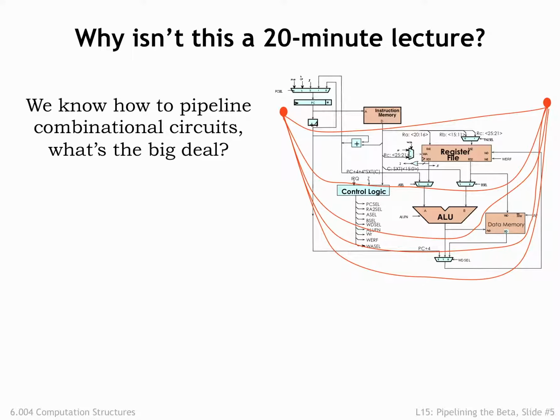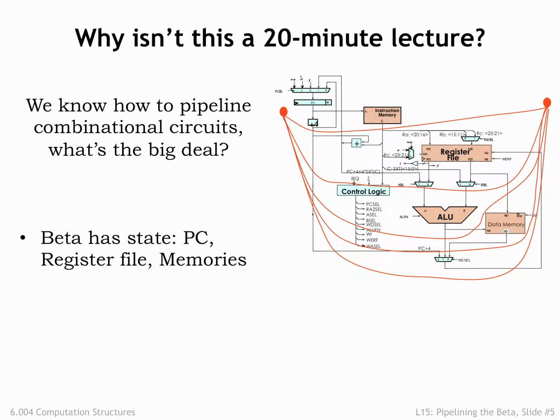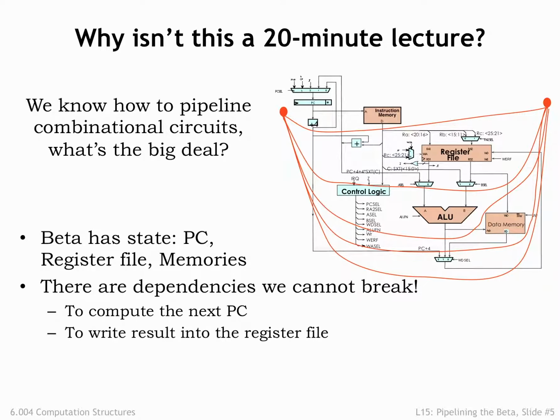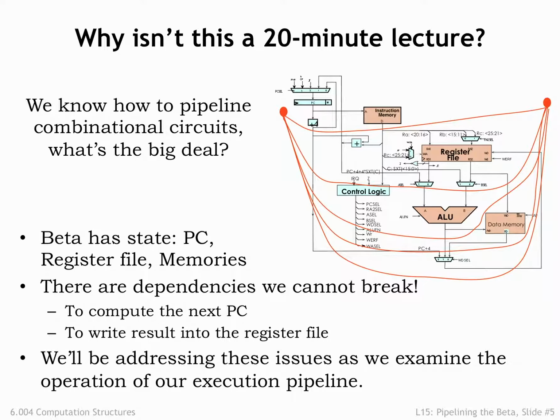Well, is this circuit combinational? No. There's state in the registers and memories. This means that the result of executing a given instruction may depend on the results from earlier instructions. There are loops in the circuit where data from later pipeline stages affects the execution of earlier pipeline stages. For example, the write to the register file at the end of the WB stage will change the values read from the register file in the RF stage. In other words, there are execution dependencies between instructions, and these dependencies will need to be taken into account when we're trying to pipeline instruction execution. We'll be addressing these issues as we examine the operation of our execution pipeline.